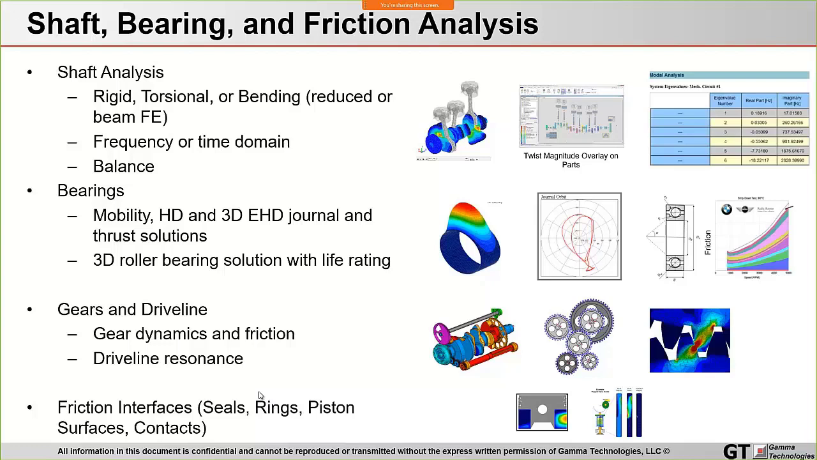And then finally, to be able to predict the total power requirement of the machine, the ability to solve for friction at various interfaces, including things like seals and rings, piston surfaces, and just contacts in general, can all be supported in the tool to give the user not only an indicated power measurement, but also a total friction or mechanical power prediction as well.